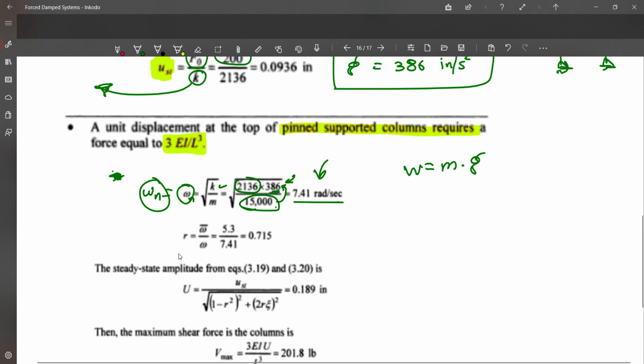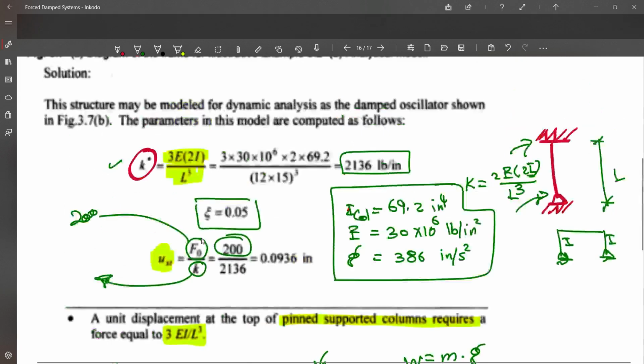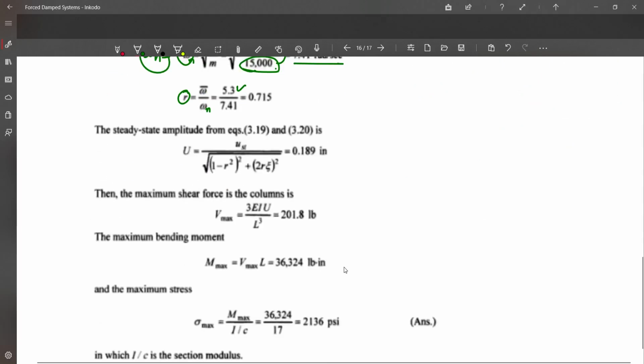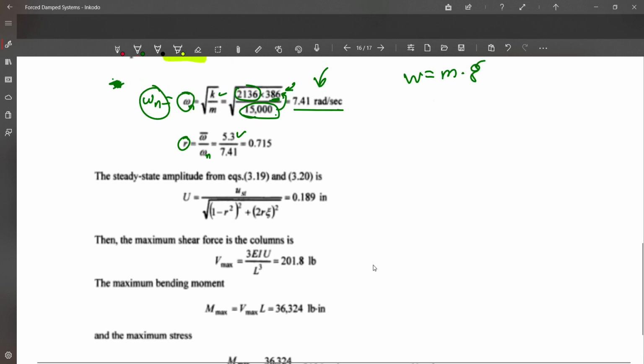After that, our ratio, which is R equals omega bar over omega n, and this is known for us, 5.3. From where? Go back here, and you can find this is 5.3. This is omega bar for us. Then you can solve, this is omega bar and this is omega n from the previous step that we have here. Then we have the ratio, which is 0.715.